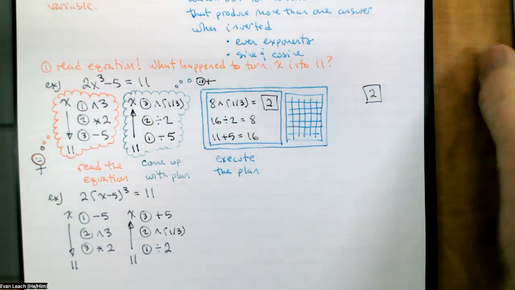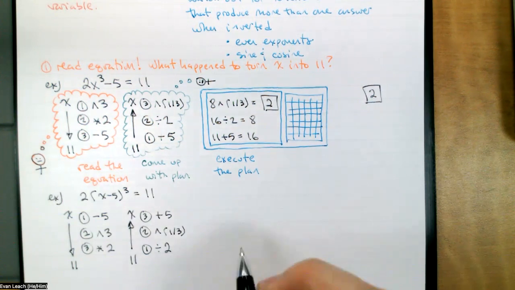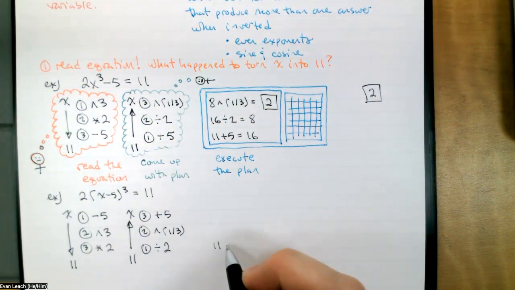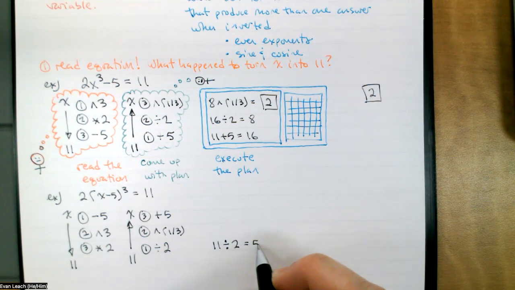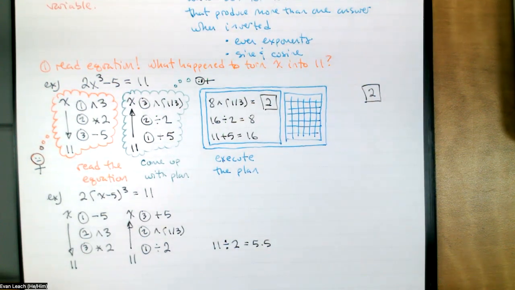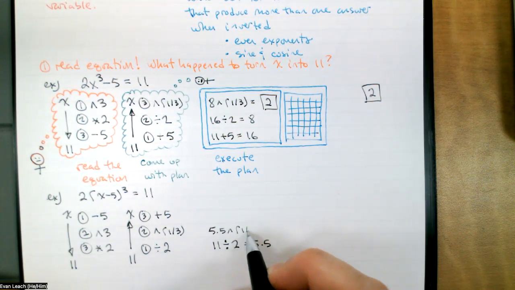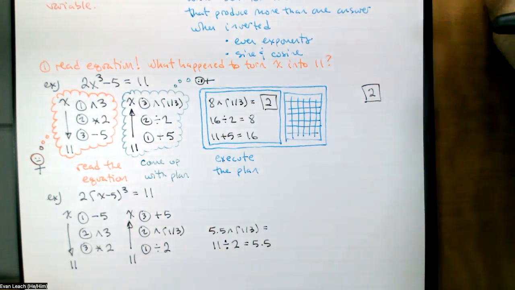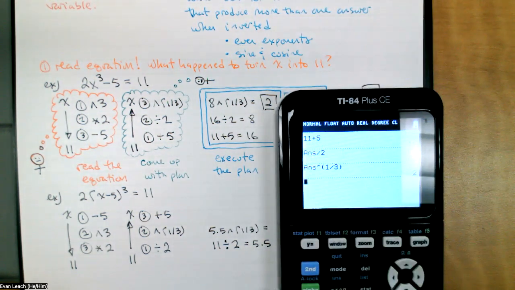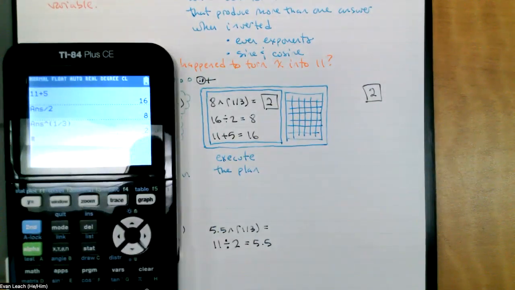So on our calculating machine, we're going to start with the 11 and we'll divide by 2. And then the next operation would be 5.5 raised to the 1/3 power. And now I need a calculating machine. Grab a calculator. Take the 11, divide it by 2 is 5.5. Raise that to the 1/3 power.